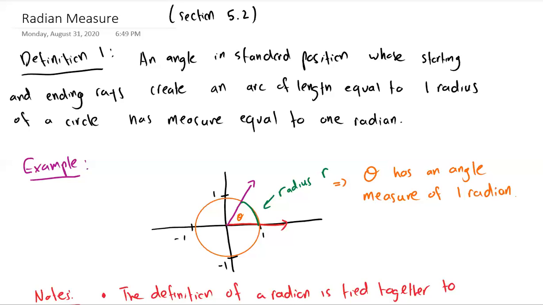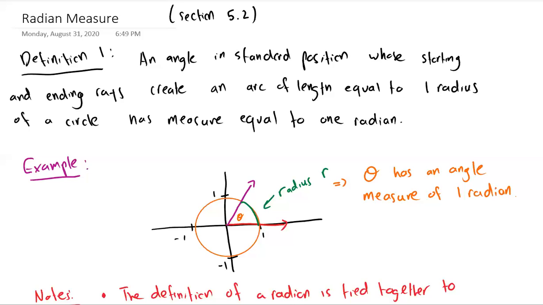So let me give you the definition of 1 radian, and then I'm going to show you in this picture that I drew of a circle because it's easier to understand with the picture. An angle in standard position whose starting and ending rays create an arc of length equal to 1 radius of a circle has a measure equal to 1 radian. So that's the definition.